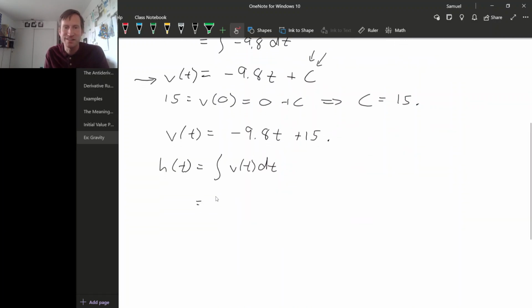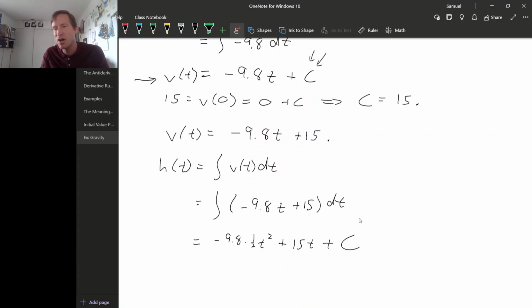And we know our velocity function. It's negative 9.8t plus 15. Okay, so now we can find this antiderivative. It's negative 9.8 times the antiderivative of t, which is 1/2 t squared, plus the antiderivative of 15, which is 15t, and then of course plus a constant. Now I'm calling it c again, but it's not the same c as before, so this is a different constant.